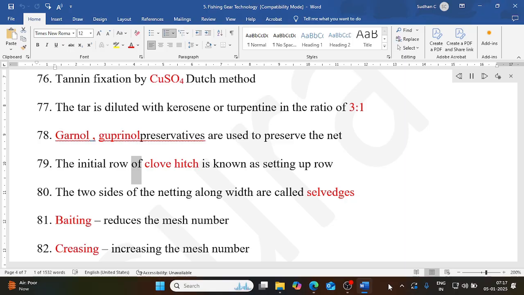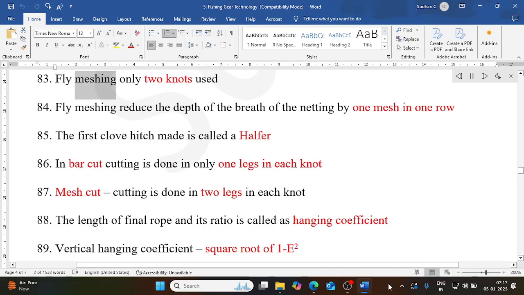The initial row of clove hitch is known as the setting up row. The two sides of the netting along the width are called selvages. Baiting reduces the mesh number. Creasing increases the mesh number. In fly meshing, only 2 knots are used. Fly meshing reduces the depth or breadth of the netting by 1 mesh in 1 row. The first clove hitch made is called a haffer.